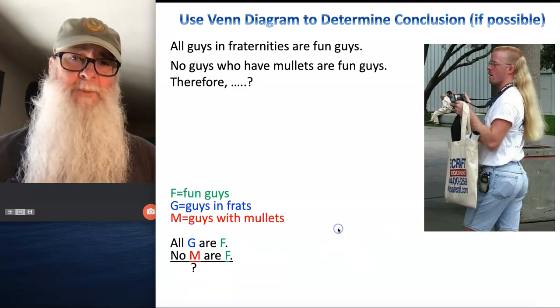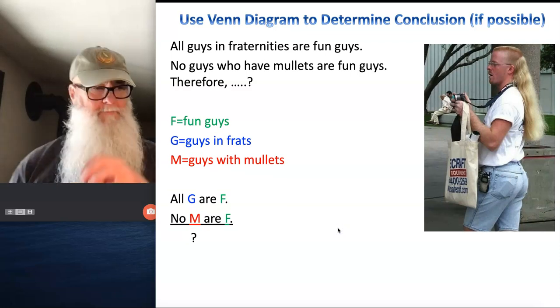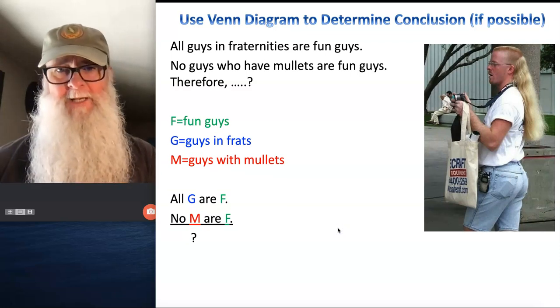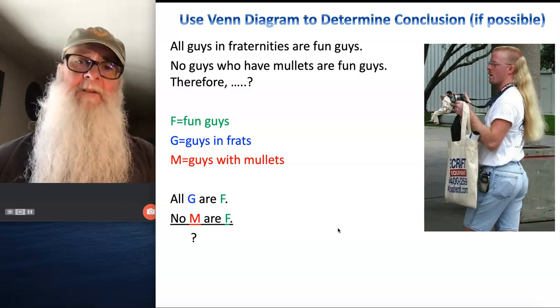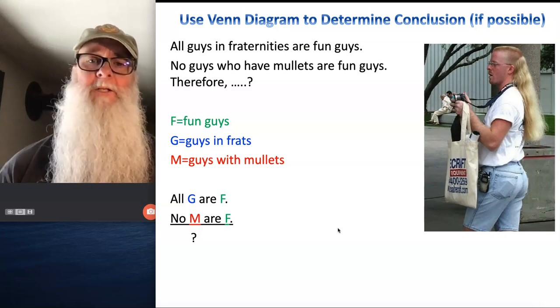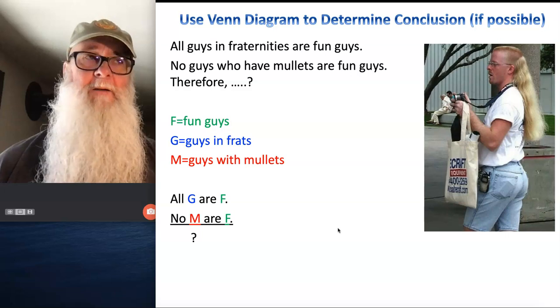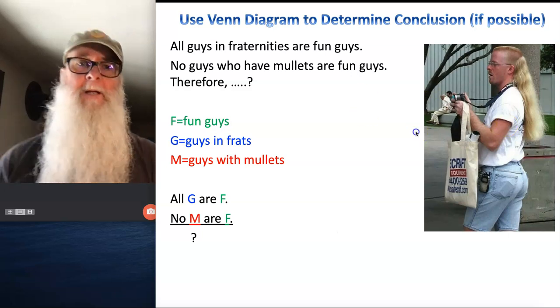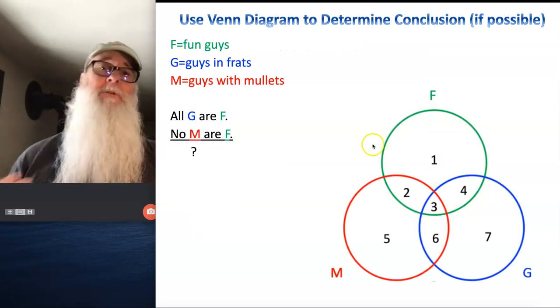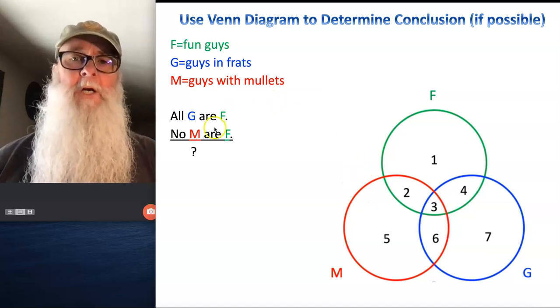And what we're going to do is represent this argument symbolically. We'll use F for fun guys, G for guys in frats or fraternities, and M for guys with mullets. And now the argument looks like this: all G are F, no M are F. Does any conclusion follow from that? We're going to use our Venn diagram to answer that question. So we're going to mark our two premise statements.